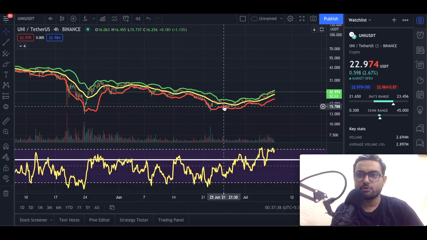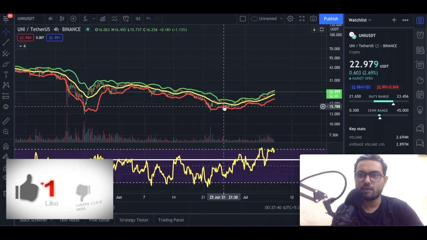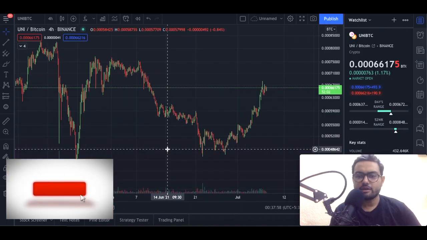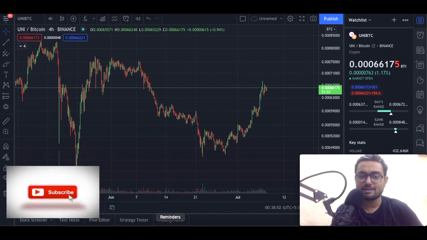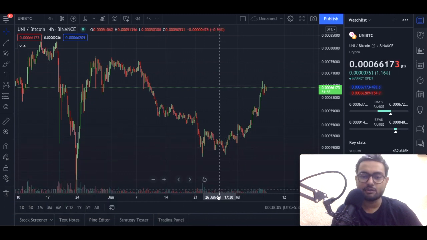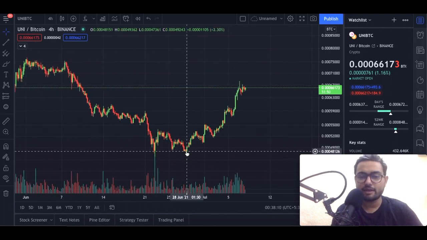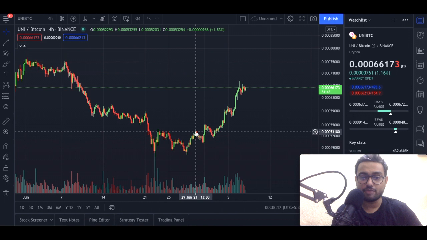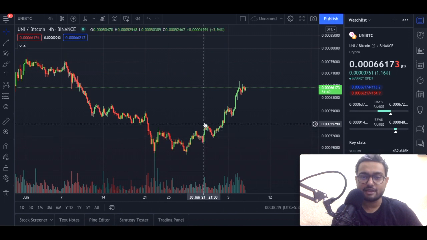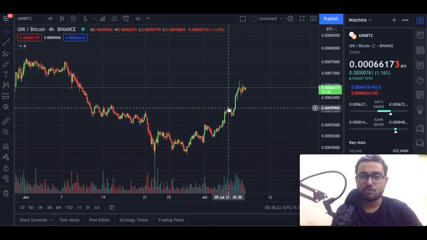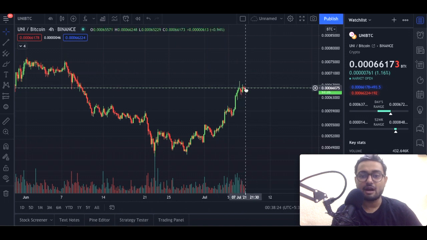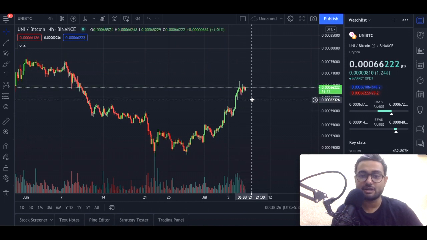Now let's jump on to the UNI BTC chart and find out what it has in store for us. We are currently on the UNI BTC 4 hour chart, and the first thing that comes to my notice is the beautiful market structure that UNI BTC has been following ever since the 28th or 29th of June 2021. I say this is a beautiful market structure because of the way we go up, get a correction, go up again, get a correction, and again we are on an uptrend, and we might soon get a correction down as well.